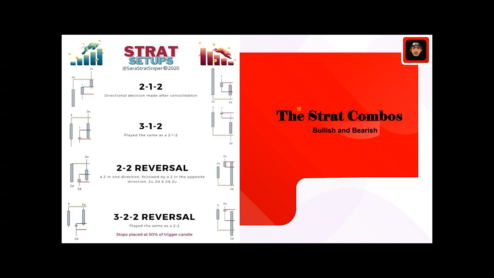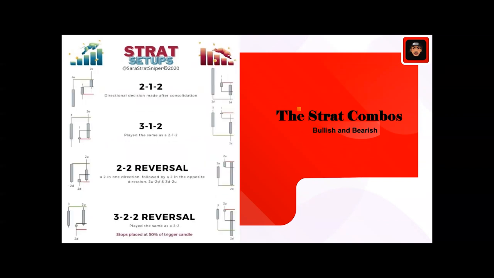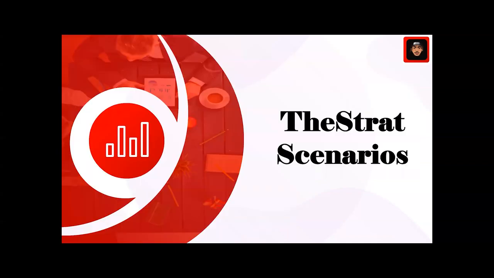So 212, 312, 22 reversal, 322 reversals, a rev strat, which is just a three, a PMG or a pivot machine gun, a 122 rev. These are the ones that you want to familiarize yourself with. But most beginners start off usually using the 212 and the 312s. You will find out your ones are your actionable signals.